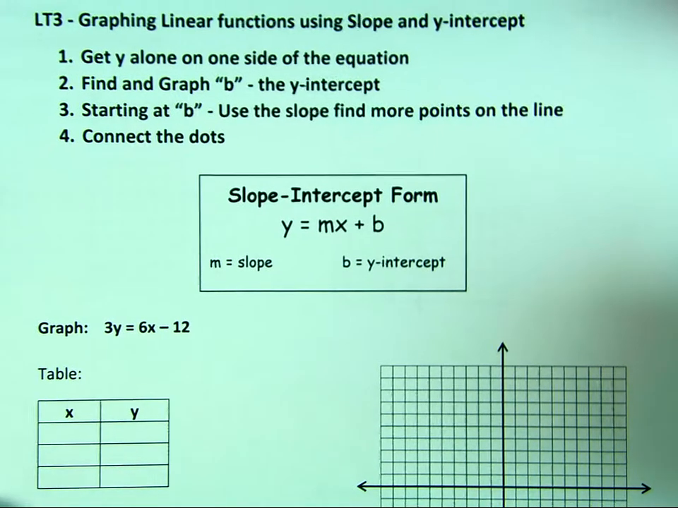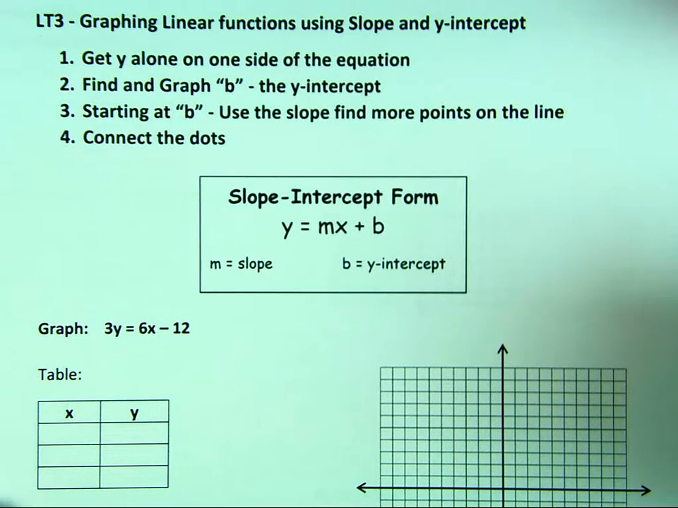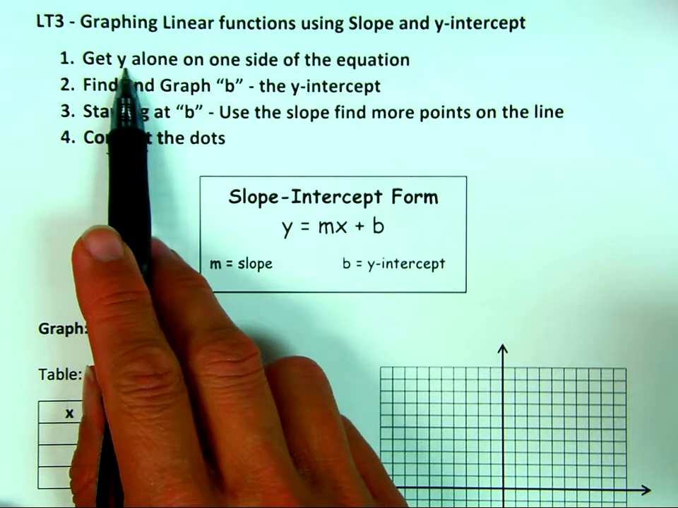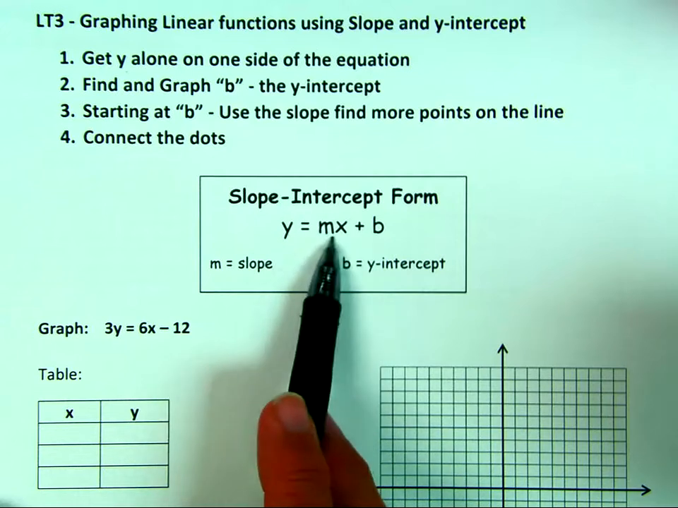I'm assuming you did this last year in 8th grade. So let's go over the steps. To graph a line using the slope and the y-intercept, we want to get the y alone on one side of the equation so that it's in slope-intercept form, like y equals mx plus b.